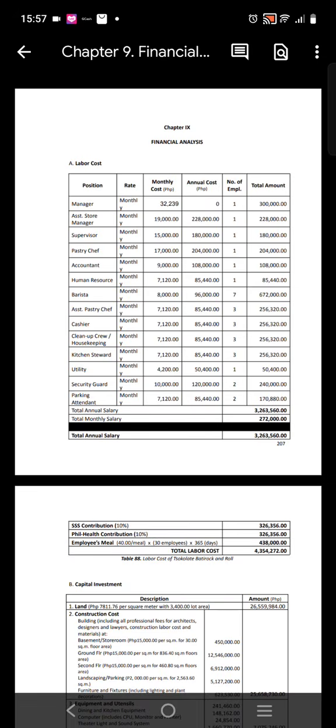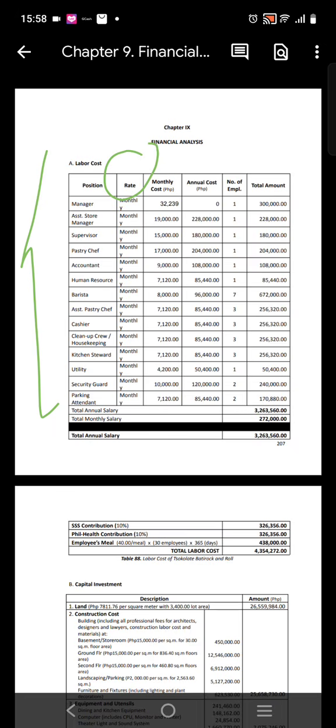Okay, good afternoon. So this is our discussion for our financial analysis topic, which is the labor cost. For labor cost, you need to have all the positions in your establishment and then the rate. Of course, the rate is monthly, meaning to say you will pay your staff on a monthly basis, or the total of the salaries twice a month.